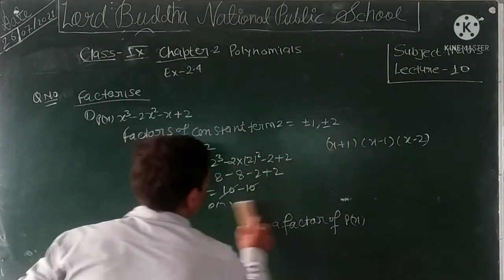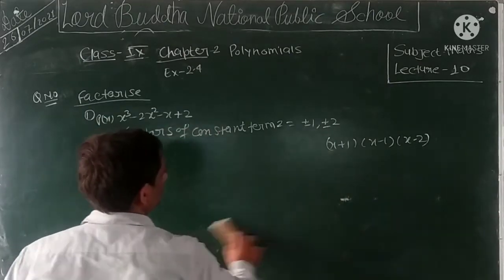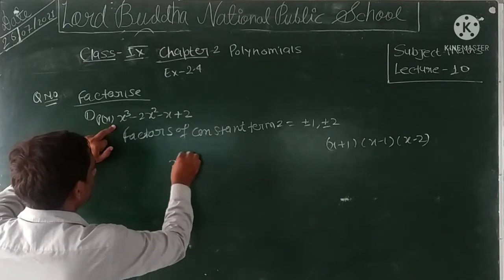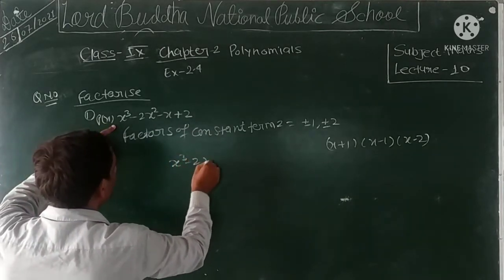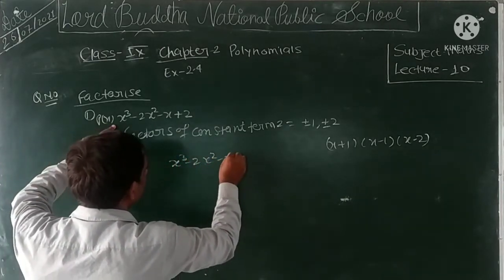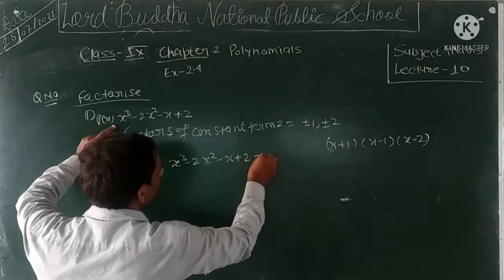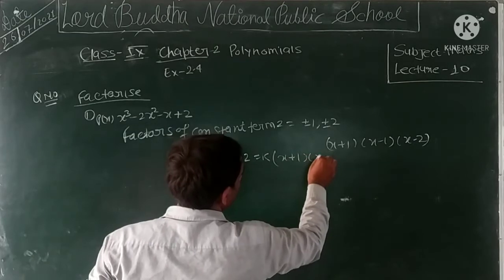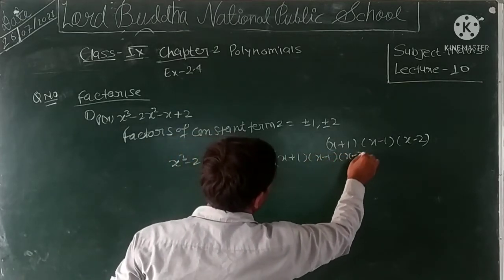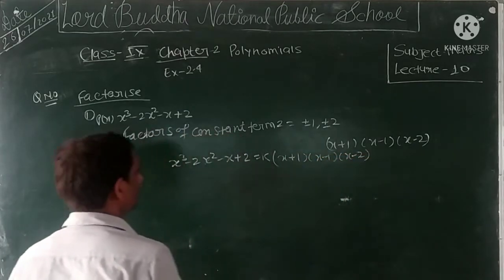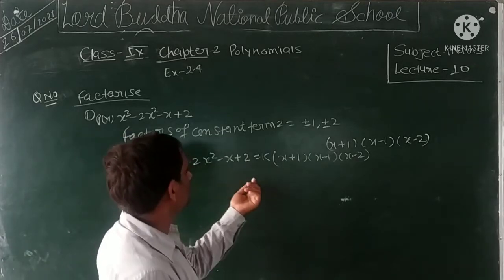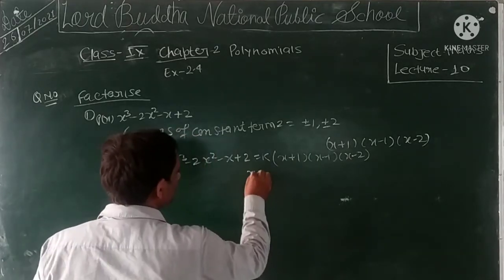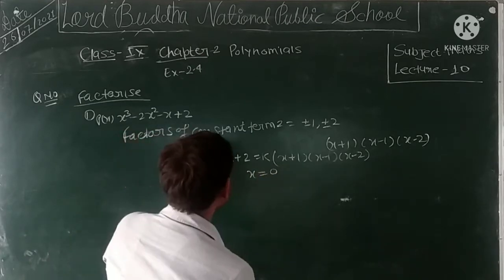We can write the polynomial as x cube minus 2x square minus x plus 2 equal to k times (x plus 1)(x minus 1)(x minus 2). We choose a value of x and put it in both sides. We select here x equal to 0.